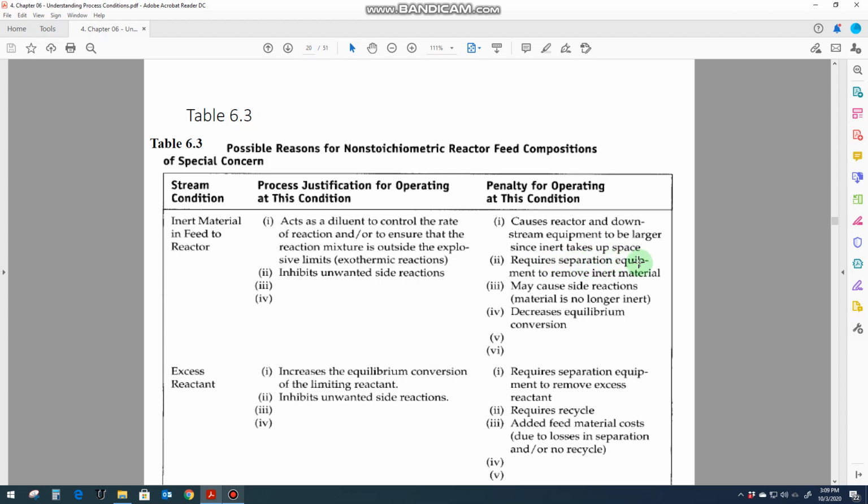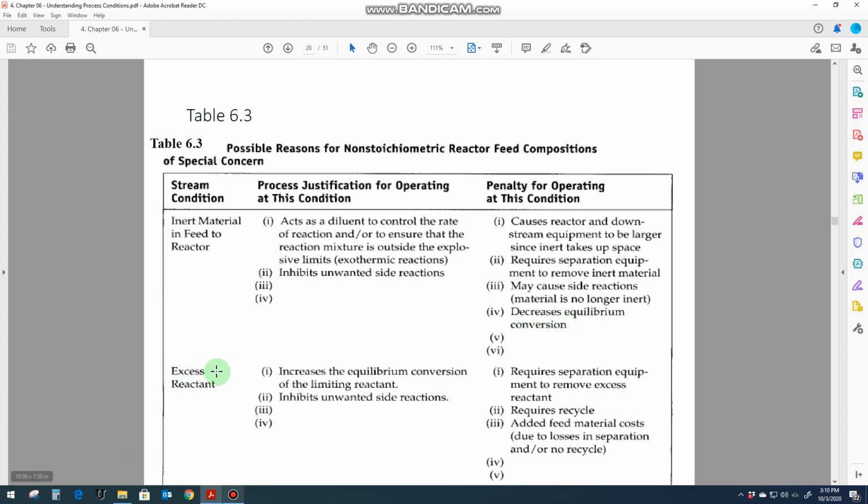It requires separation equipment to remove inert material. So if we have some inert material, then obviously we have to separate it to increase the purity of the product. It may cause side reactions, as the material is no longer inert. Sometimes the inert materials can react with the feedstock or with the product, so that can be one of the limitations. It also decreases equilibrium conversion, because when you use an inert stream within your reactor, it can affect the equilibrium conversion.